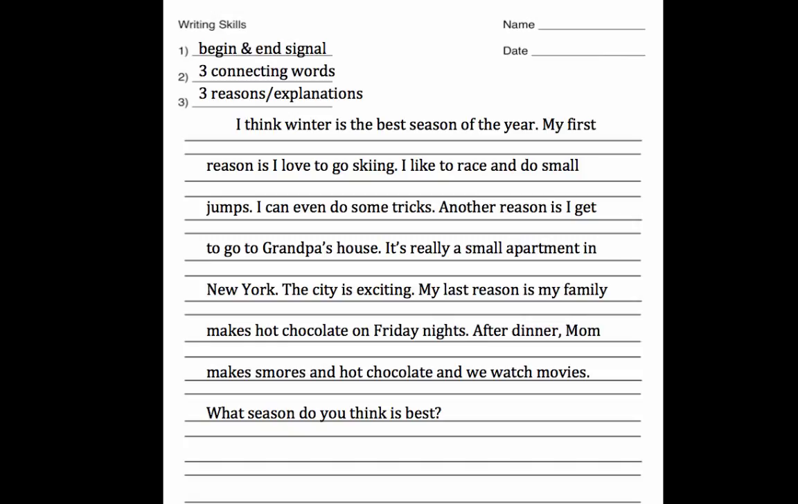Go back and reread your writing. Does it make sense? Is it easy for someone to understand your thinking? Look back at the top of your paper at your writing skills. Did you give begin and end signals? Did you use connecting words? Did you give 3 reasons, with explanations using different words? Good job!